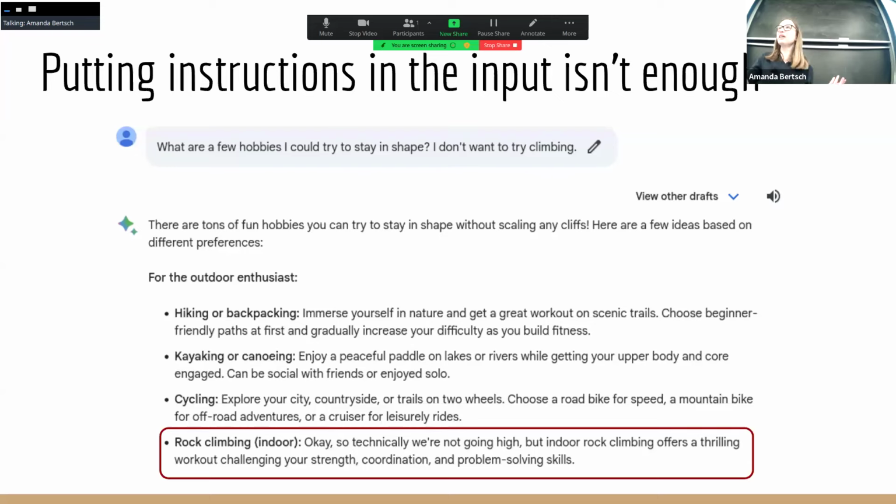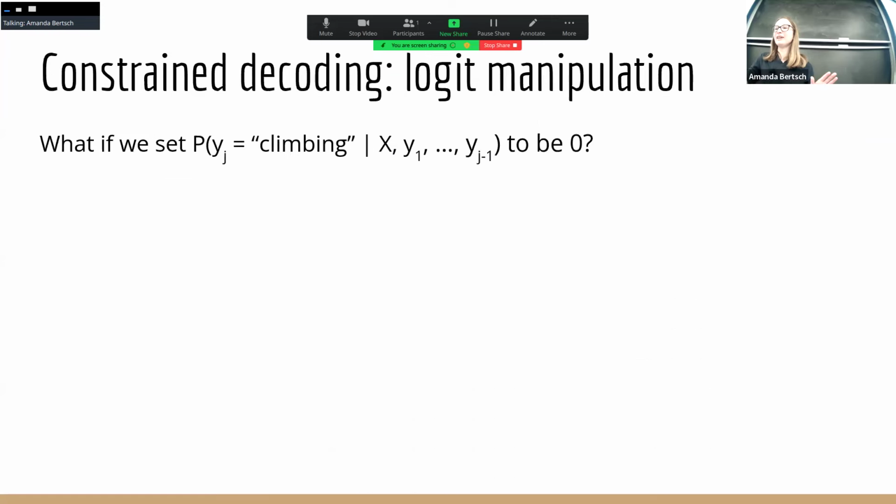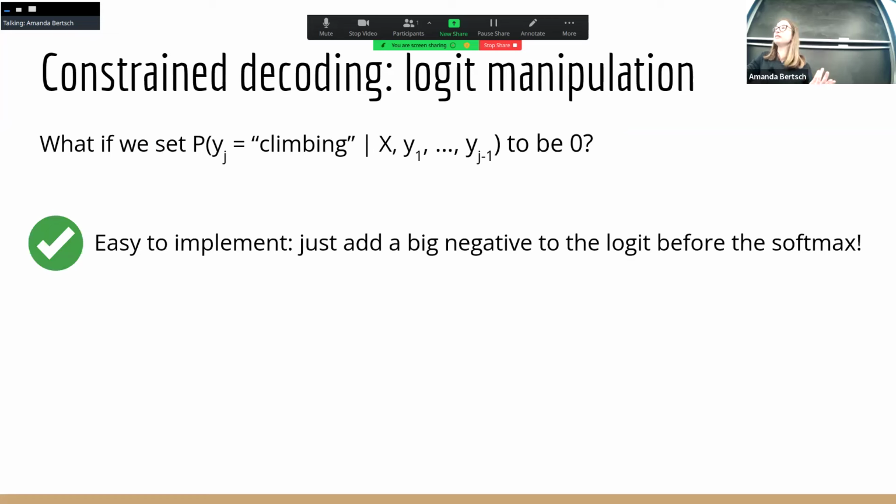And so I'd say, all right, I'm going to do something dramatic, right? I know I can manipulate the probability distribution. I'm just going to set the probability of climbing to be 0. I don't want to see this token. Like I'm completely over it. And this is nice in some sense because this is pretty easy to do. Remember, we're doing a softmax over the outputs to choose this probability distribution. And so if we add a huge negative number to the logit for climbing before we do this softmax, its probability is going to be basically 0, and we're never going to see it as an output.